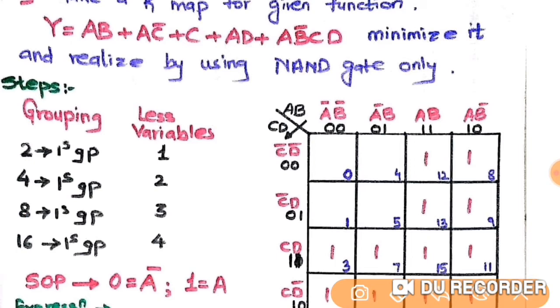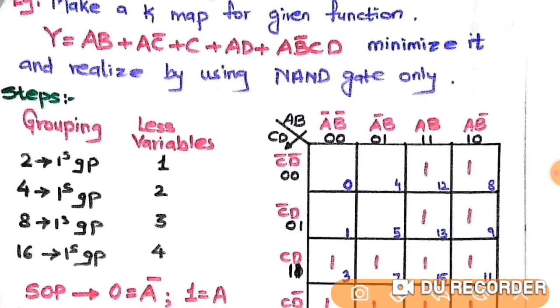Last term is A, B bar and C, D. Here we are having all 4 variables. That means no variable is missing here. So we will see where it is. A, B bar means which line is there? This one, right? And C, D is this one. We have only one block which is having this particular number, that is this. Okay, the intersection point is this. Just fill it with 1. So this becomes 1 here.